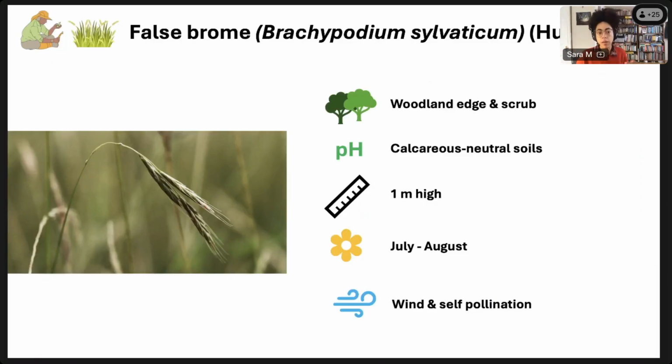A little bit about Brachypodium sylvaticum, if you're not familiar with the species. It's a perennial species. It's found in woodland edge and scrub. It tends to favour calcareous neutral soils. It can grow pretty high, about 1 metre. I didn't find any 1 metre ones at RainDrop, but I have seen them in other places. It tends to be one of the later flowering plants around July and August, and it is wind and self-pollinated.